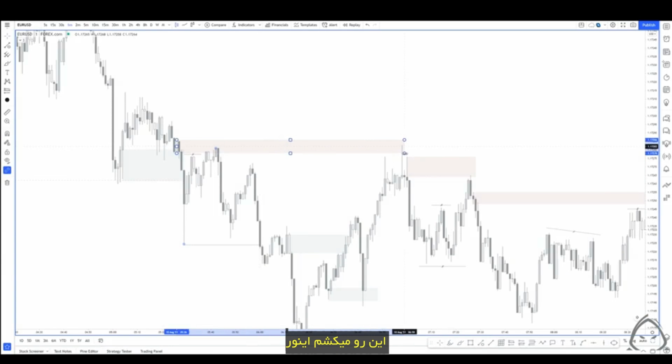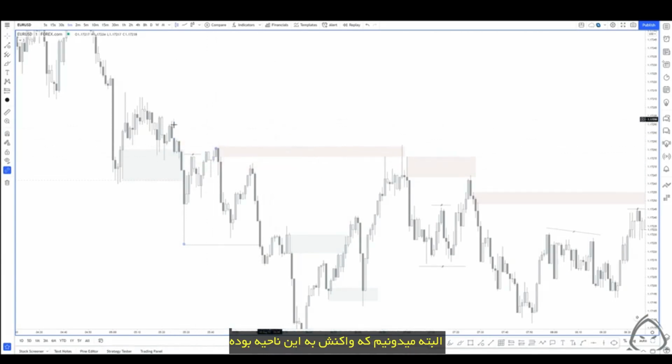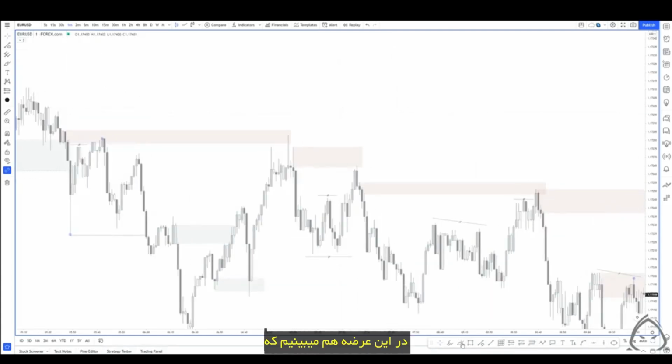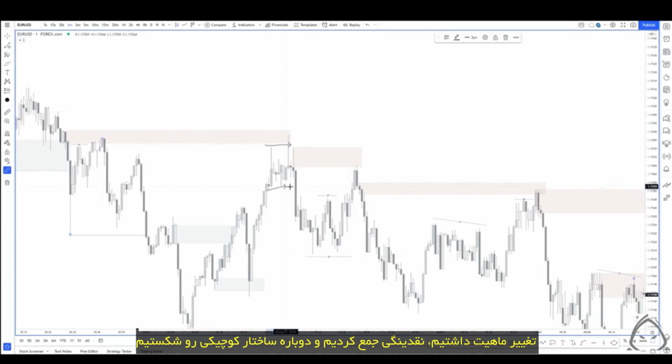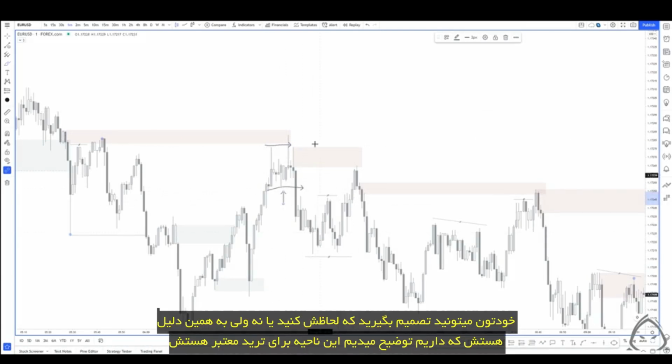And what I can do is I'll just drag this over, although we know that it was more or less, we'd be interacting off of this zone. But what we can see with this supply zone as well, we get that change of character, that sweep of liquidity. Again, minor break of structure. So whether you're going to classify that, but again, this is why we're explaining this bit on why this is still a valid area that you can choose to trade.